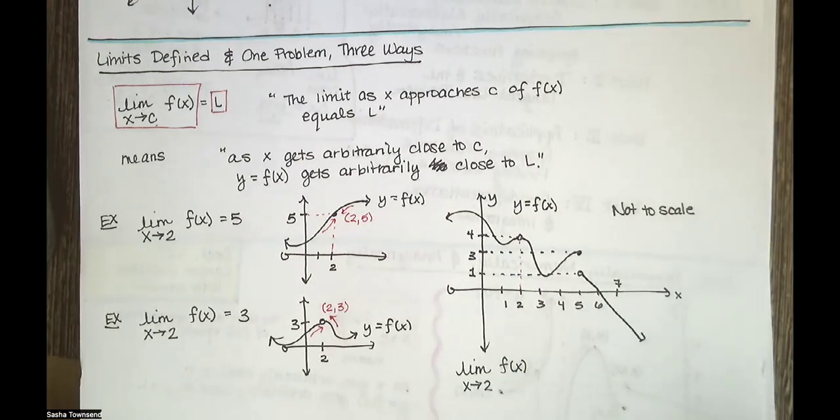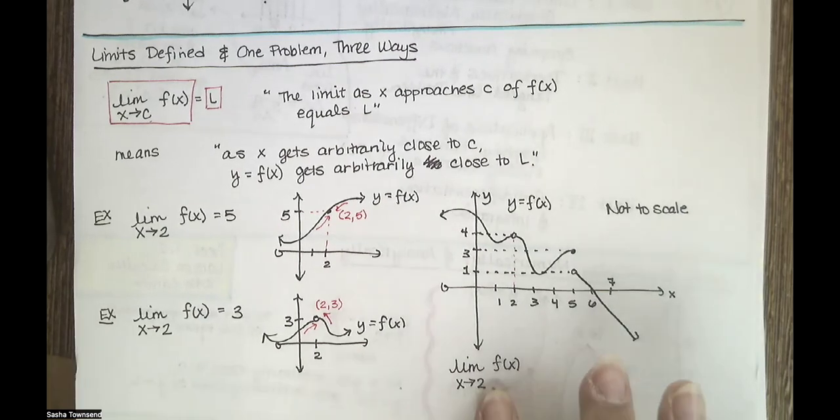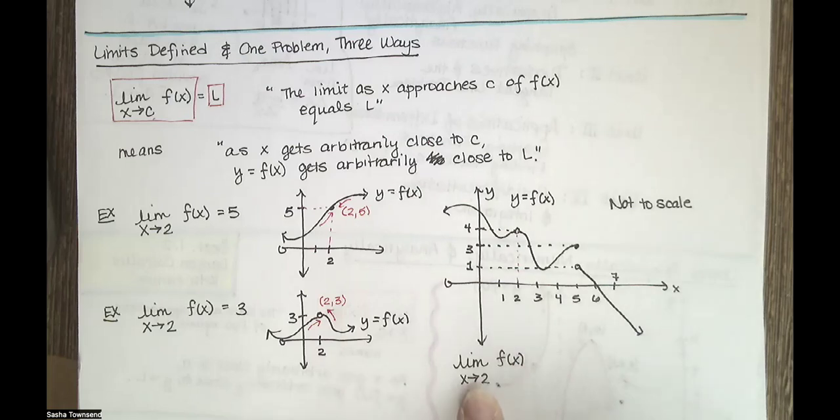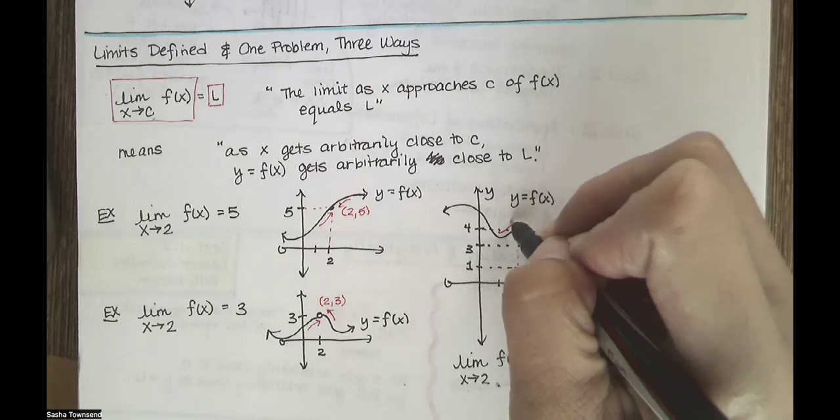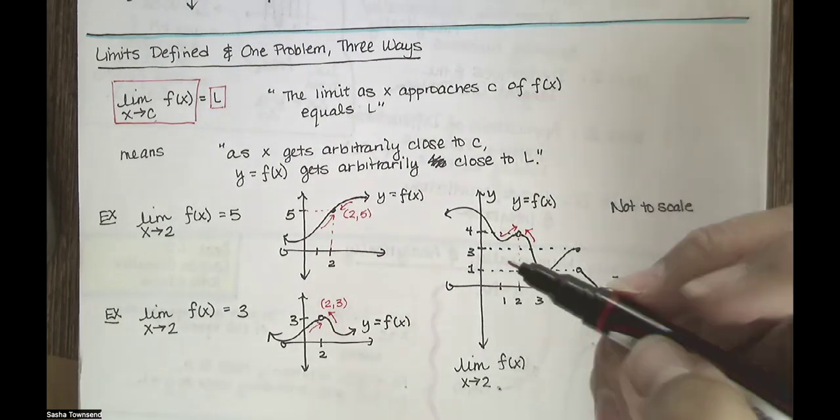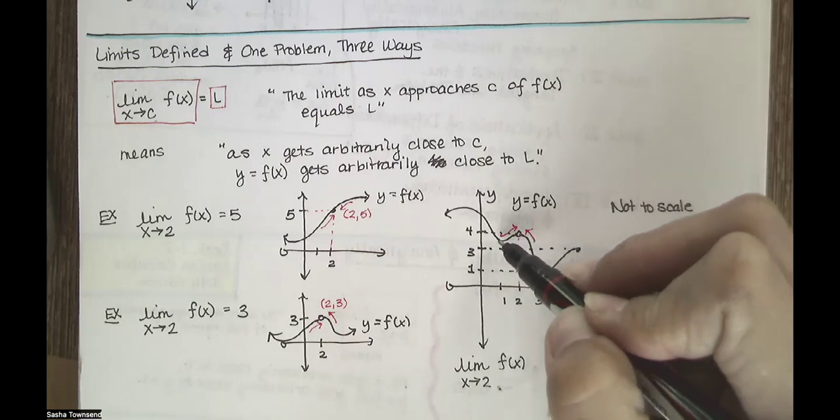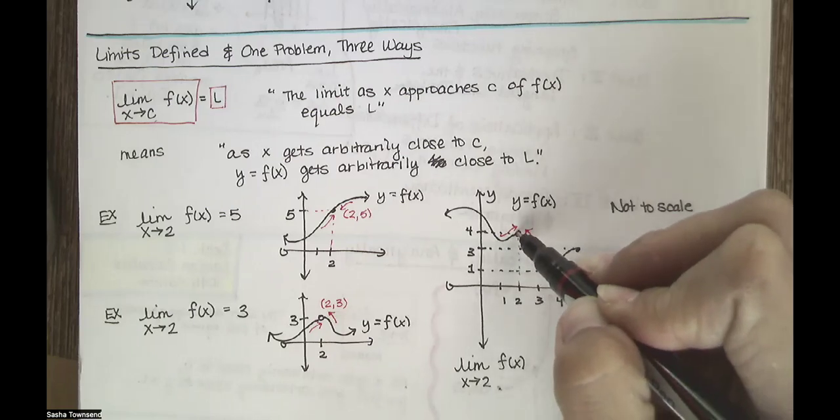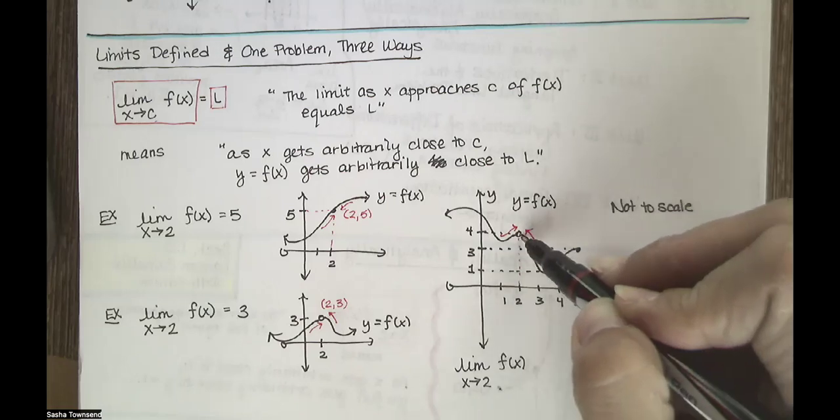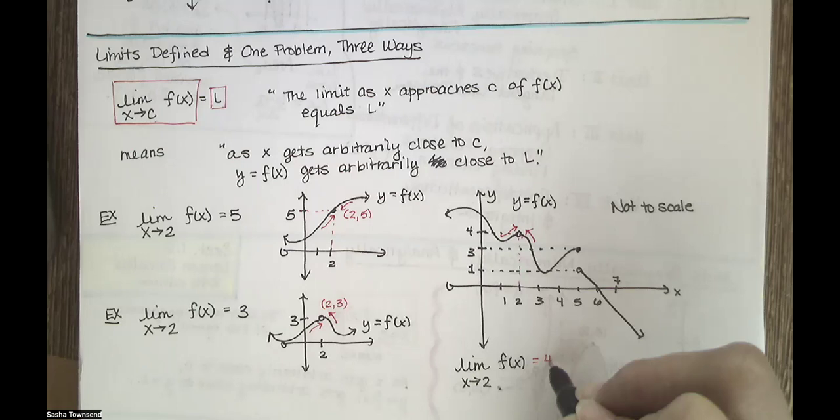Well, we compute or estimate the function's limit graphically by looking at the y values on the graph as x gets close to 2 from the left and from the right. So we look at the limit from the left, and we look at the limit from the right, and we say, well, what are the y values approaching? Well, as x gets close to 2 from the left-hand side, the y values approach 4. And as x gets close to 2 from the right-hand side, the y values approach 4. So this limit is equal to 4.